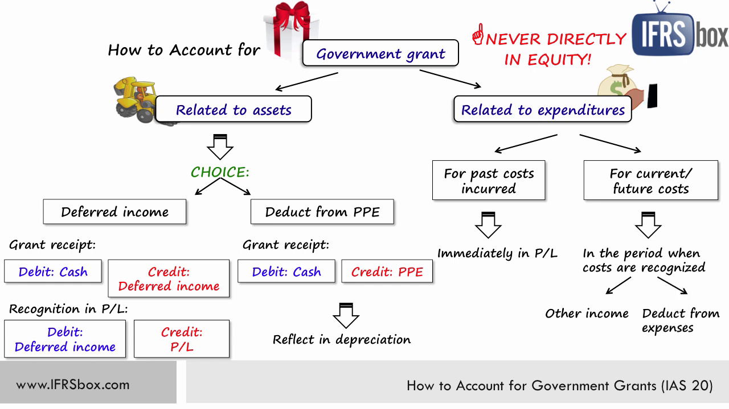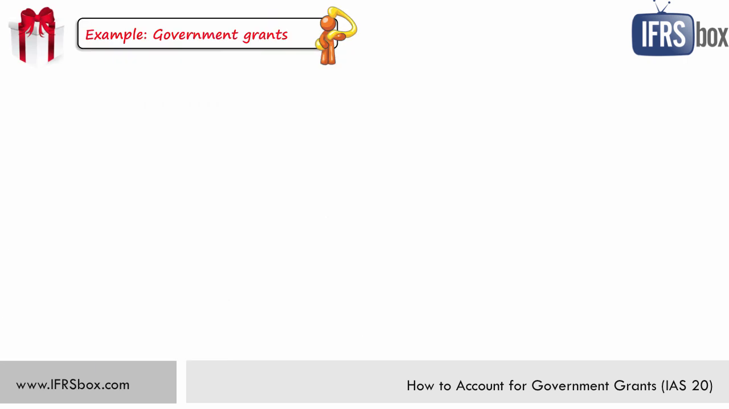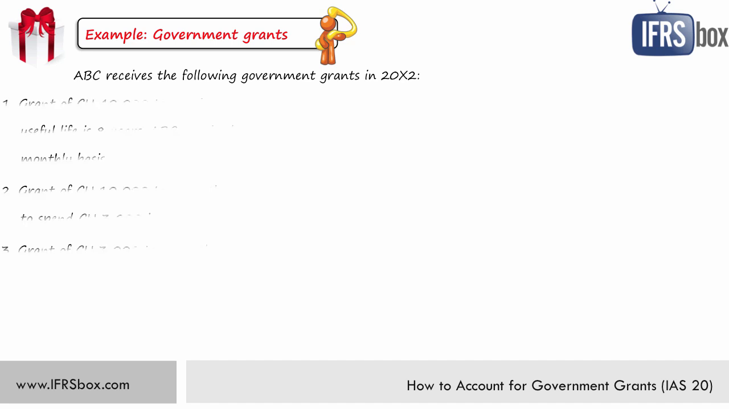So these are the basics, and let's solve some simple example. ABC receives the following government grants in 20X2, and here we have 3 different grants described.